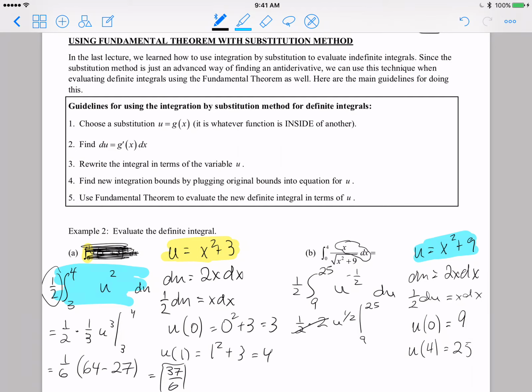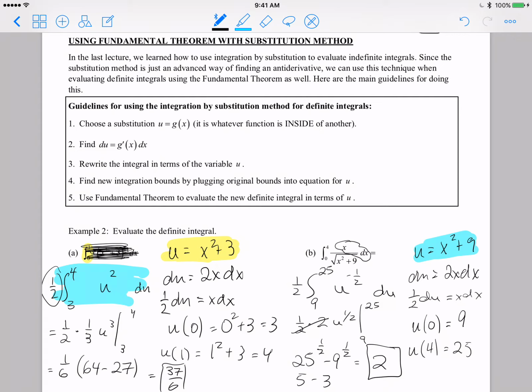The 1/2 and the 2 here are going to cancel, and so what I'm really going to get is 25 to the 1/2 minus 9 to the 1/2. And since to the 1/2 power means square root, what I really have is 5 minus 3, which is equal to 2. Okay, let me know if you guys have any questions on that.